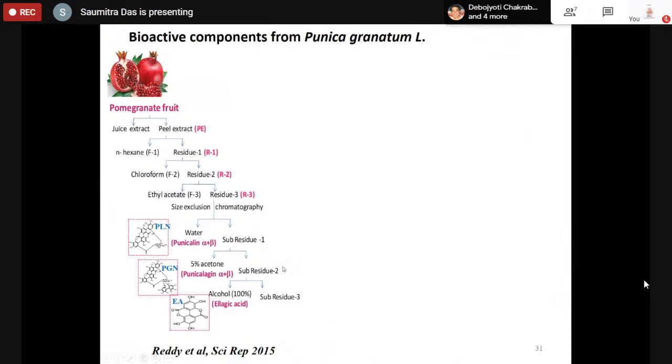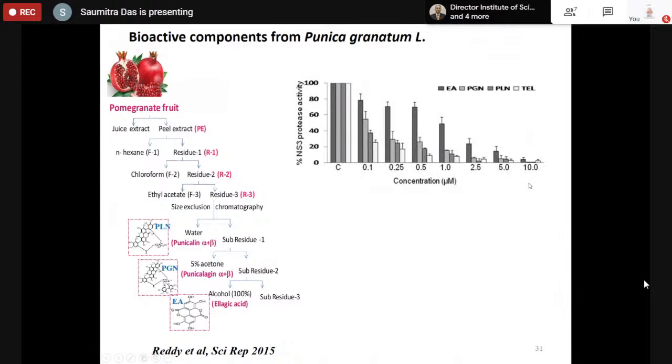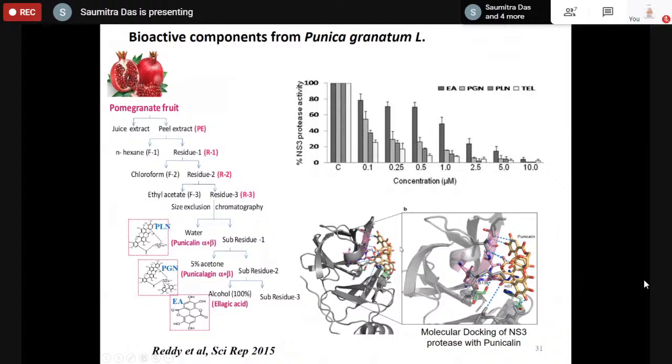And we showed from our lab there are three compounds, punicalin, punicalagin, and ellagic acid, which have activity almost similar to telaprevir. They inhibit the NS3 protease by binding and blocking the catalytic triad in the NS3 protease. Yesterday I had a discussion with Professor Katia from Imami, trying to see how we can actually make it to the regulatory.